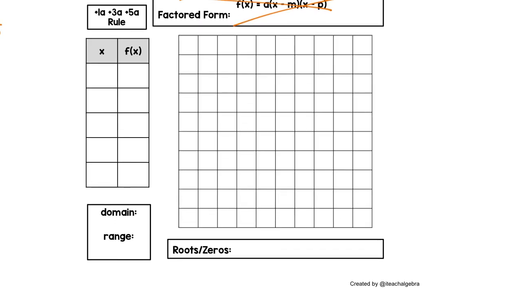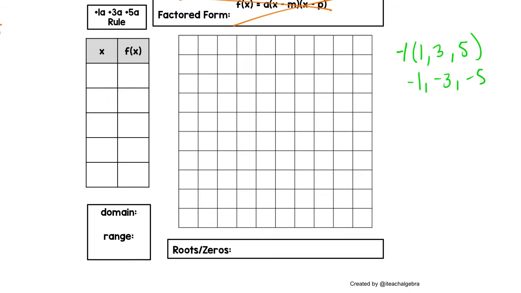All right, to plot the rest of these points, the 1, 3, 5 rule. When our A is not 1, we're going to take that A value and multiply it by 1, 3, and 5. So that means we'll have negative 1, negative 3, and negative 5 instead.